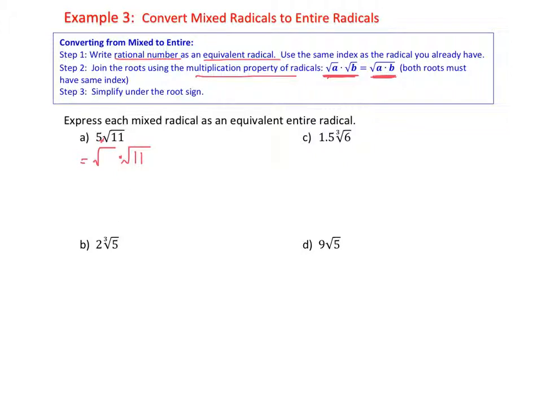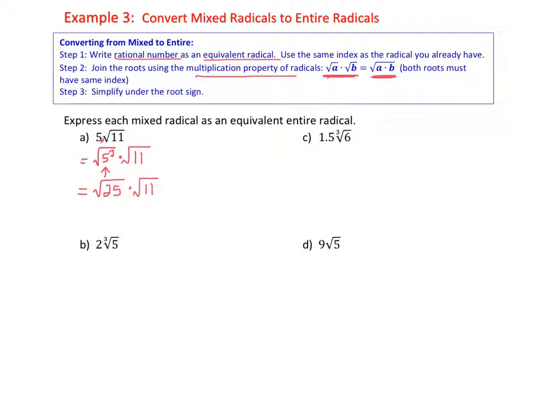But how do we know what this number is going to be under the radical if it's not just an easy number like 5? What we do is we take the whole number and we raise it to the power of whatever the index of the root was. So 5 to the power of 2, because the index of the root was 2. The square root of 5 squared is just equal to 5. But instead of simplifying it back to 5, because that's not the way we want to go to just a radical, we write it as the square root of 25. And then we multiply that by the square root of 11.